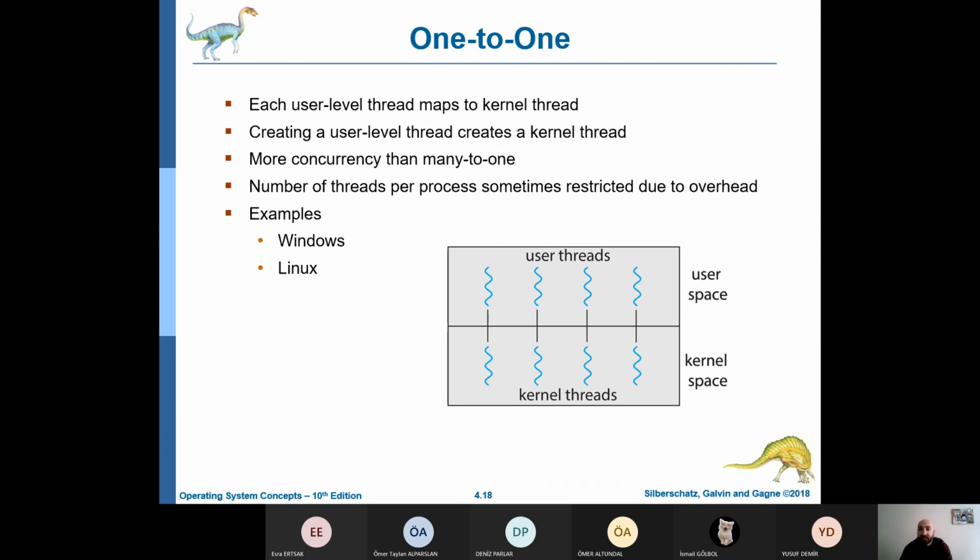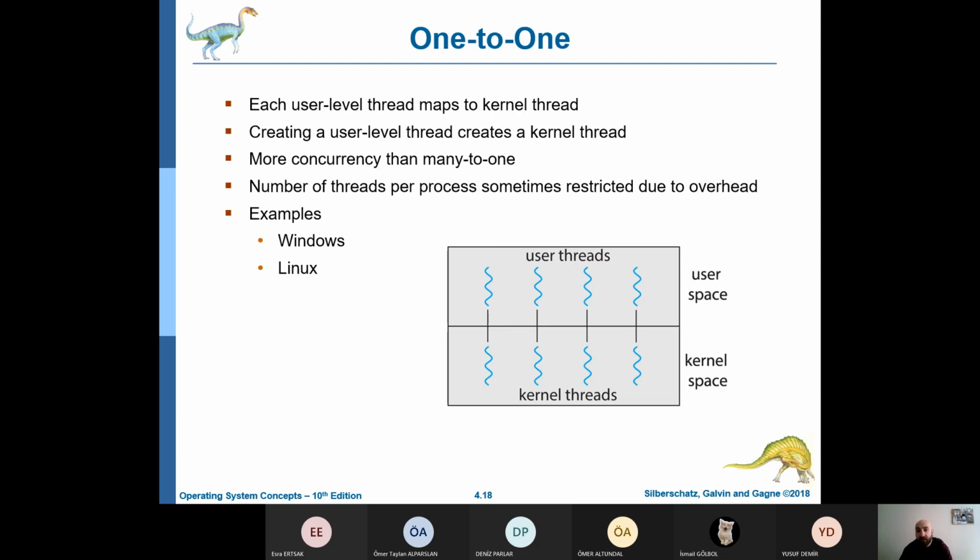The next one is the one-to-one model. In the one-to-one model, the operating system maps each user thread to a kernel thread. It provides more concurrency than the many-to-one model by allowing another thread to run when a thread makes a blocking system call. It also allows multiple threads to run in parallel in multiprocessors.